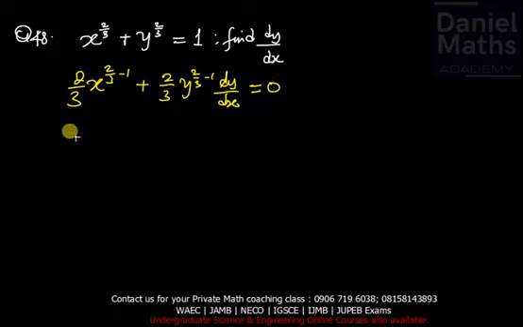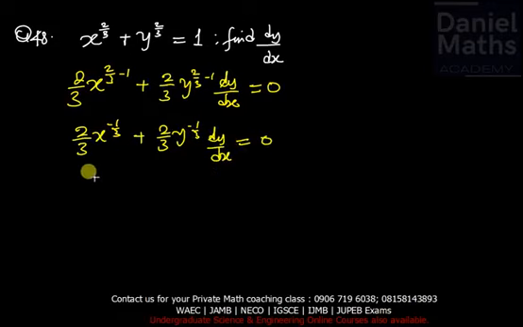If we simplify this further, this gives us 2/3 times x raised to the power, 2/3 minus 1 is 3 times 1 is 3, 2 minus 3 is minus 1, so we'll have minus 1 over 3. And here also plus 2/3 times y raised to the power of minus 1/3 dy/dx equals 0. Having done this, we are going to take this to the other side.